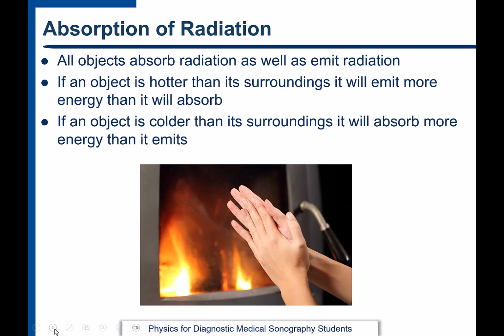Now, objects don't just emit radiation, they also absorb radiation. So every object both emits and absorbs radiation. But as you can imagine, if the object is hotter than its surroundings, for example, the fire in this fireplace, it's going to emit more energy than it will absorb. If an object is cooler, so in this case your hands, they're going to absorb more energy than they emit.